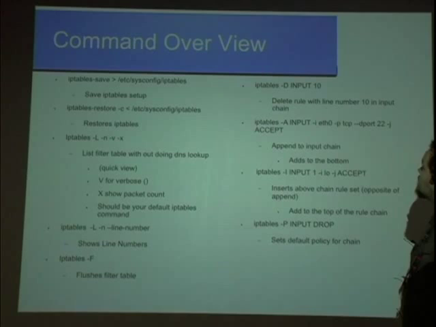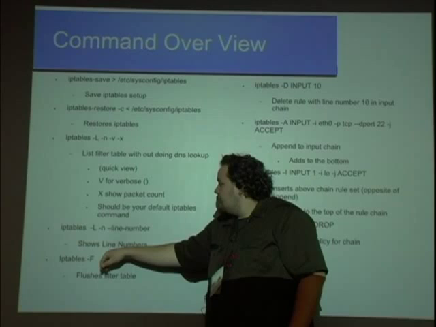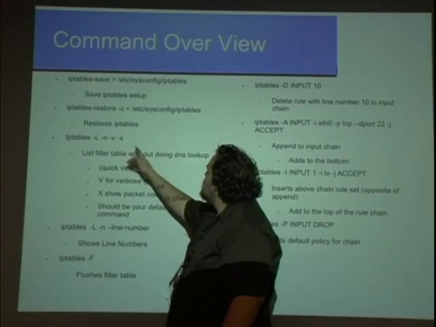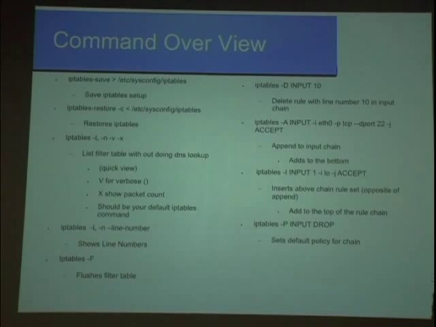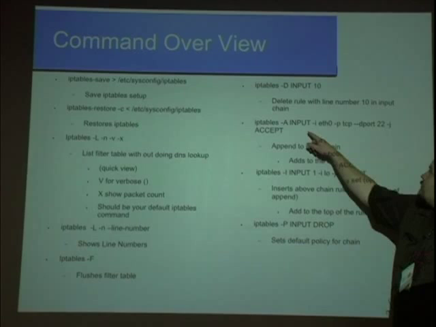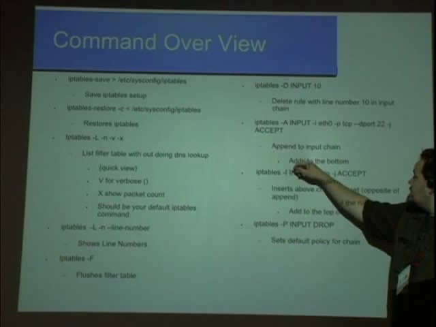If you want to delete a chain, so if you wanted to see your chain, you use line numbers. Dash n line number? Maybe that's the n. I don't remember, I have to look it up again. Yeah, I might have that wrong. So you delete, you append chains here. Append adds to the bottom, insert adds above the rule.